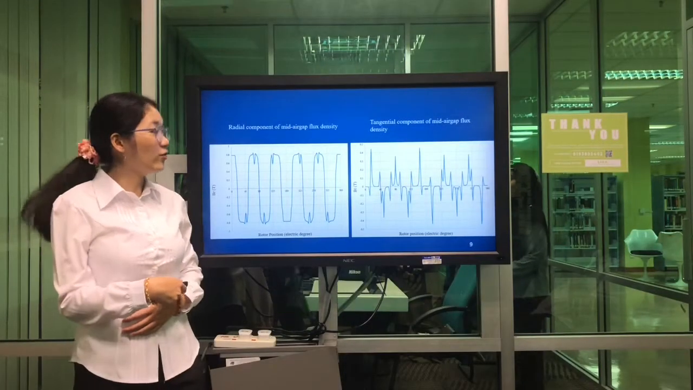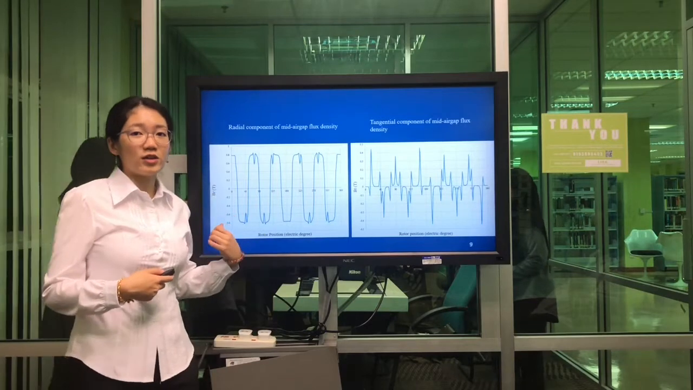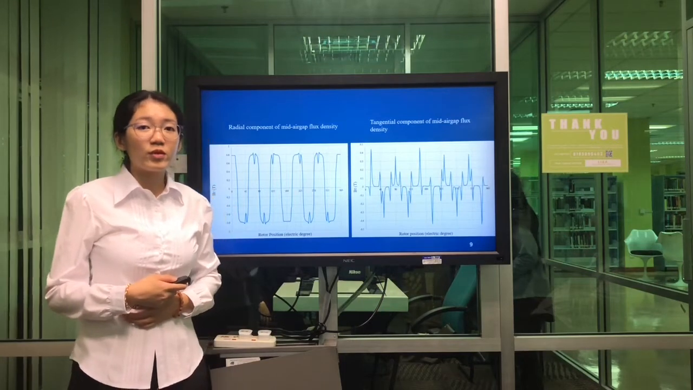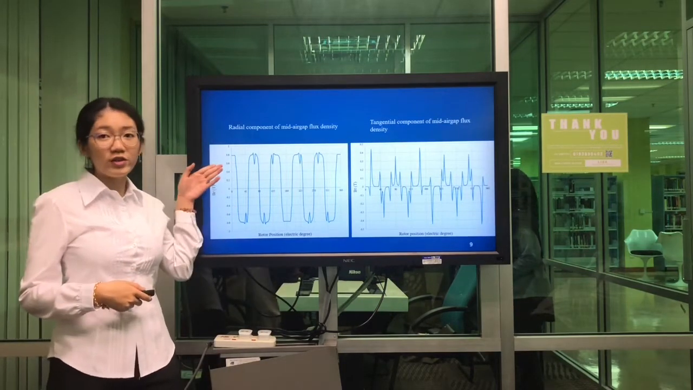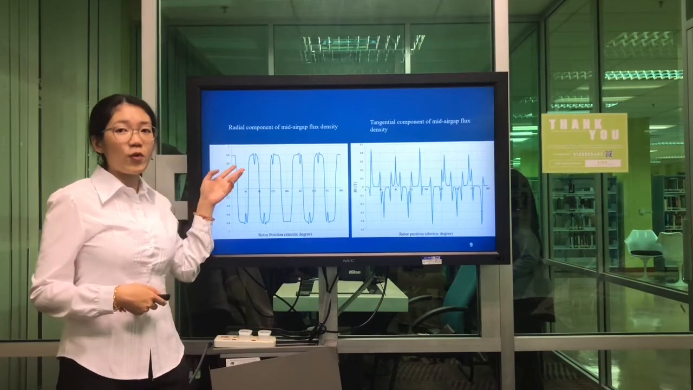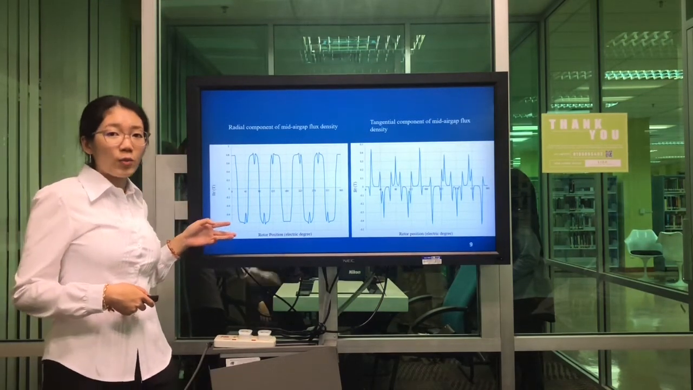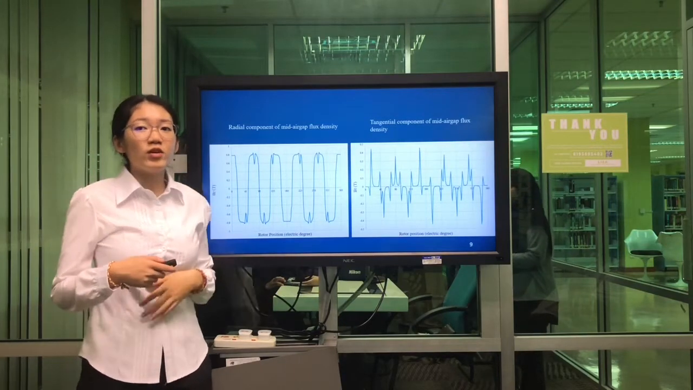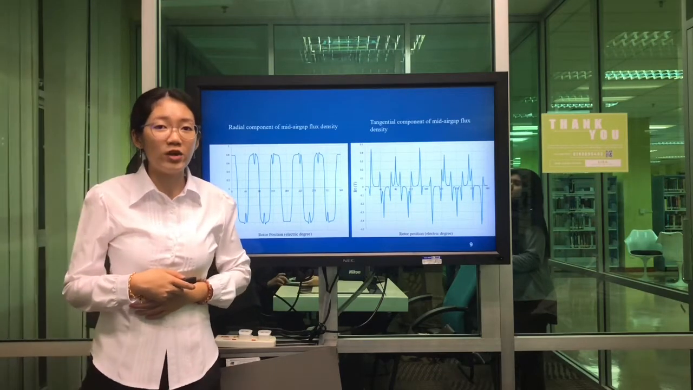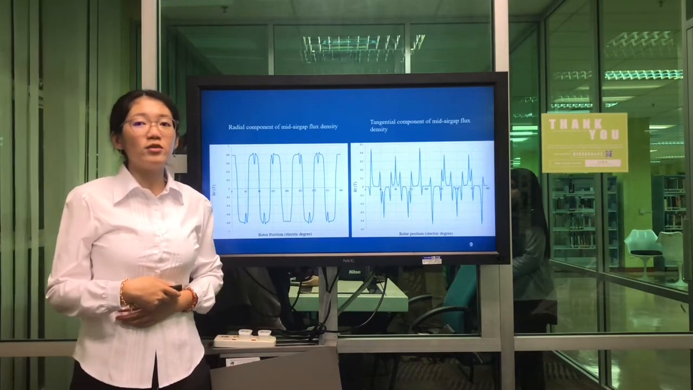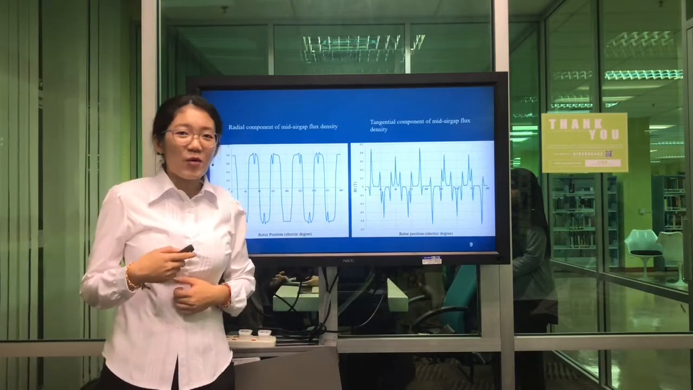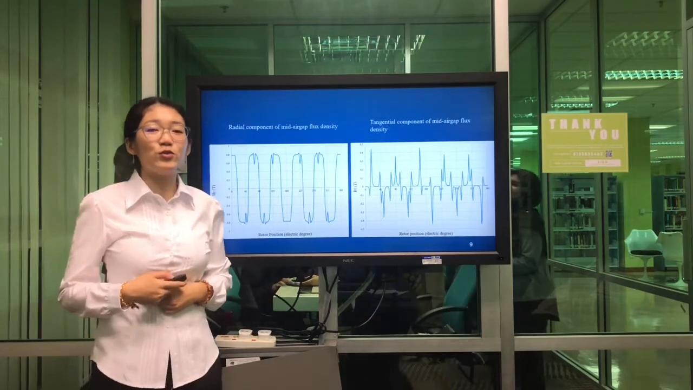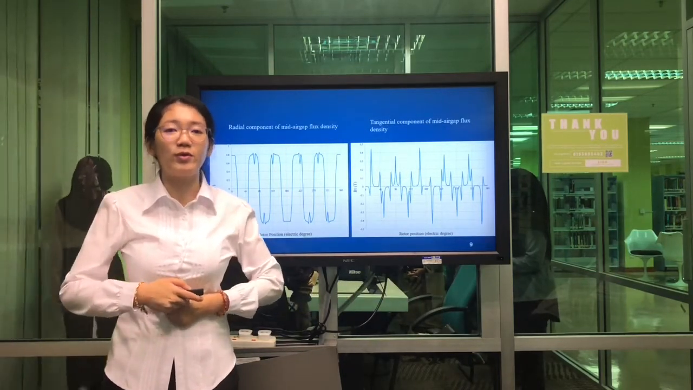Then moving to this graph, the left hand side is a graph showing the radial component of the mid air gap flux density, where the highest positive value of the radial component happens in the north poles and the lowest radial component occurs at the south poles. The sudden drop in the curve at the tip of the sinusoidal wave is due to the slotting effect. Meanwhile, the right-hand side indicates the tangential component of the mid air gap flux density, where the ripples in the graph are due to the harmonics in the permanent magnet motor.